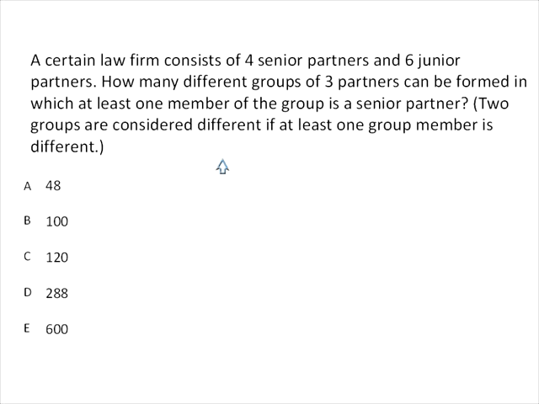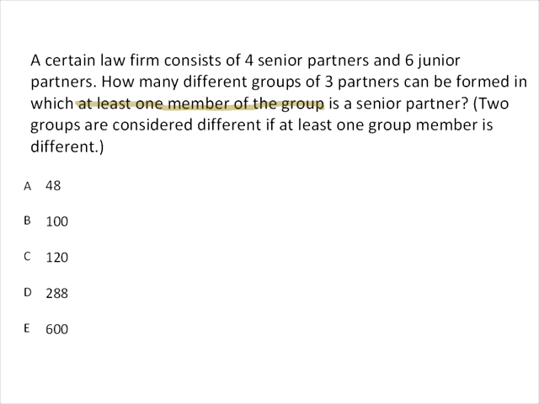Okay, let's have a look. A certain law firm consists of 4 senior partners and 6 junior partners. How many different groups of 3 partners can be formed in which at least one member of the group is a senior partner? So in this case, we can't really do this with a single calculation. We can try, but it's really not going to happen because this means that we're going to have multiple possibilities.